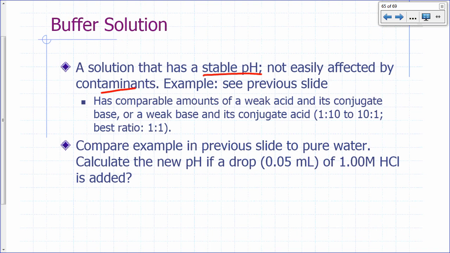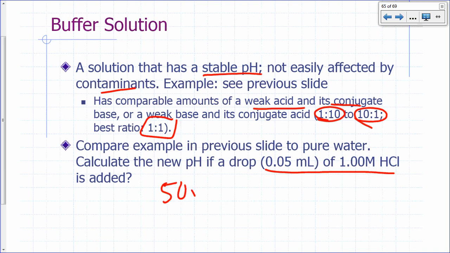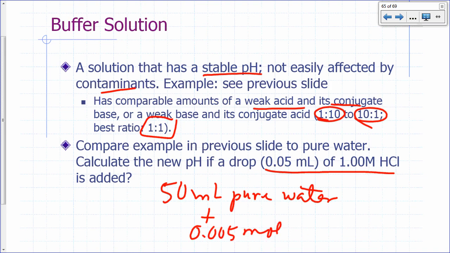Okay, typically for you to have a good buffer, the ratio of the weak acid to the conjugate base should be anywhere from 1:10 to 10:1. The best ratio is 1:1, which we just illustrated in the previous line. Okay, now let's compare that to same amount of contaminant, 50 mL of pure water at pH 7 plus 0.05 millimole HCl. Okay, let's see what happens here.